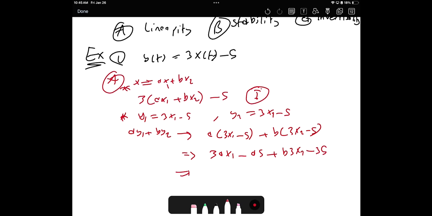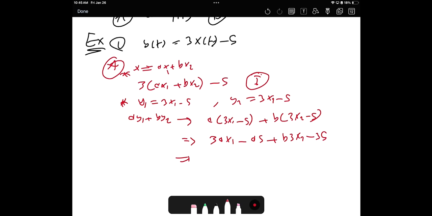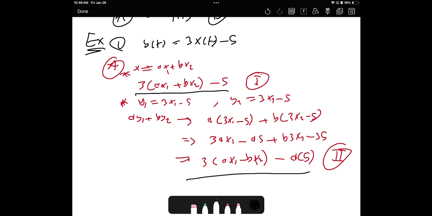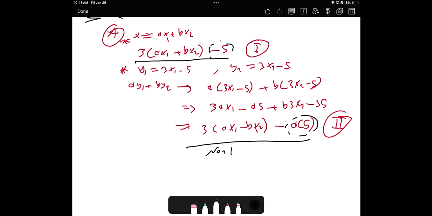Let's try to group a and x together. So it will be 3ax1 plus 3bx2 minus a times 5, minus b times 5. Now this is equation number 2. Do equation 1 and 2 equal each other? No, because the 5 here is a problem. Therefore it is non-linear, because 1 does not equal 2.